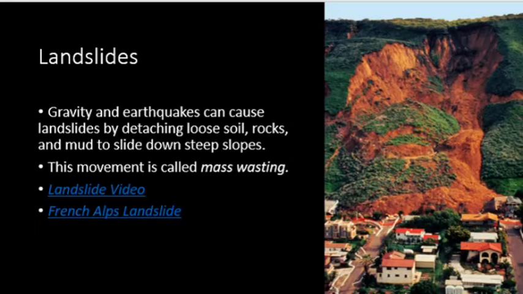So, landslides. Gravity and earthquakes can cause landslides by detaching loose soil, rocks, and mud to slide down a steep slope. This movement is called mass wasting.